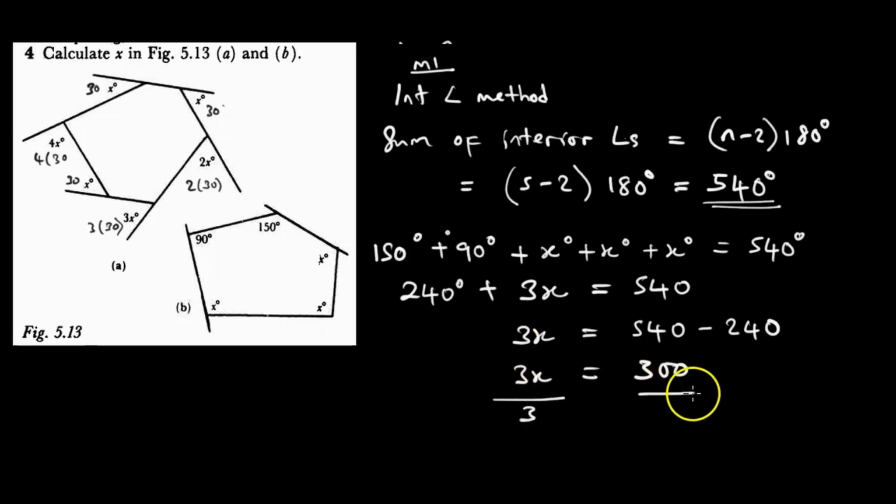Divide both sides by 3. Therefore, x is equal to 100 degrees. You can test it. Take 100 here plus 100 plus 100, and add everything, you will get 540 degrees. So that will be our answer there.